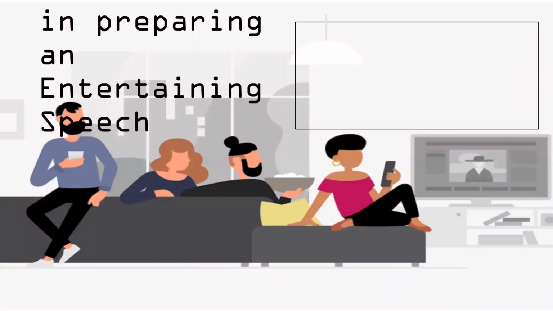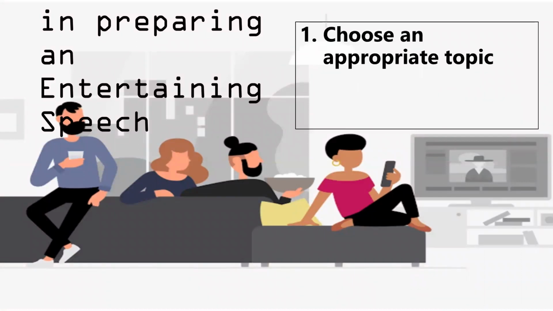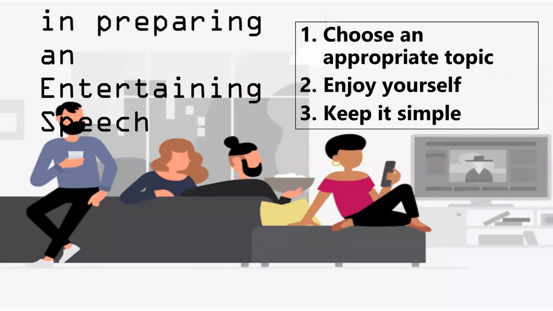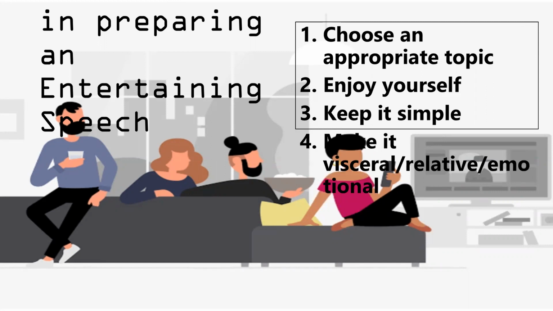Next is about its elements. Okay? Choose an appropriate topic. In preparing an entertaining speech, you have to choose an appropriate topic. Enjoy yourself. Keep it simple. It will not make it so hard to deliver your speech. Okay, for example, an example of that is tigsik, di ba? When you entertain them with your presentation of your tigsik, that is already an example of entertaining speech. Or make it visceral, relatable, emotional.